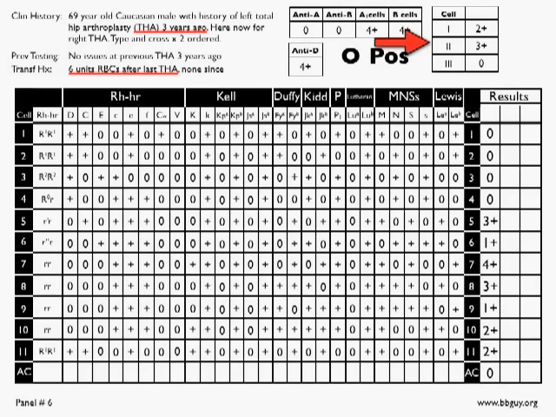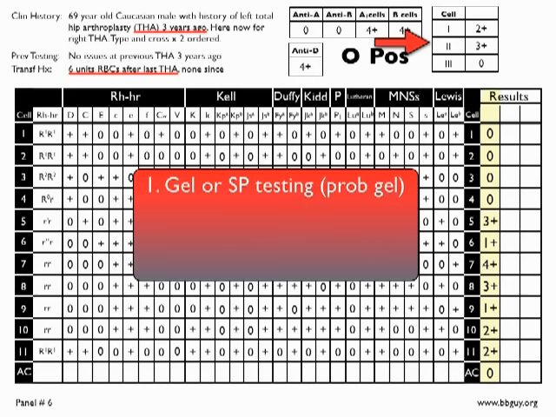We can learn that this is probably gel or solid phase testing because it's unlabeled. It's probably gel because there are no positive and negative controls at the bottom as you would see with solid phase. But again, this could just be an unlabeled AHG from tube testing. That is less common though, as I said before. Okay, what else do we see? The auto control is negative. That's important. We like that.